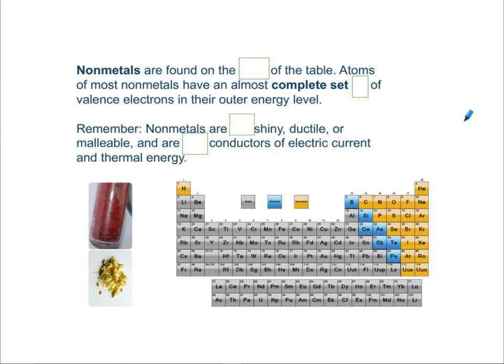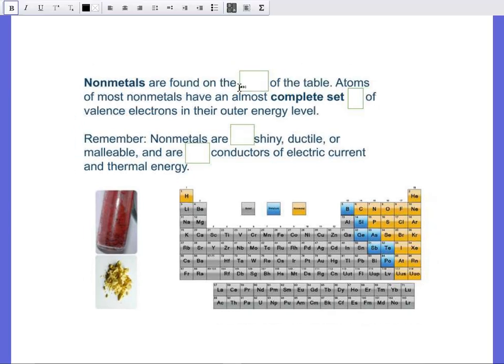Nonmetals act the opposite of metals. So nonmetals are found on the right side of the table, and atoms of most nonmetals have almost a complete set, which would be 8 valence electrons. So they tend to have a high number, like 5, 6, 7, or 8. Nonmetals are not shiny, meaning they're dull. They're not ductile, they cannot be pulled into strings. They are not bendable, which means that they are brittle. And they are not good conductors of electricity or heat.